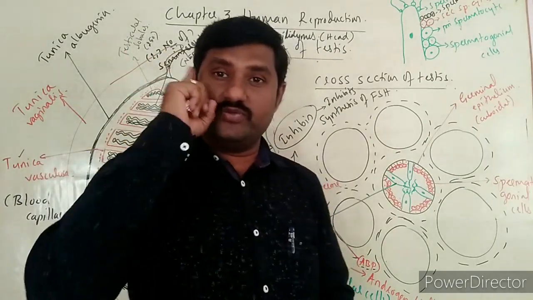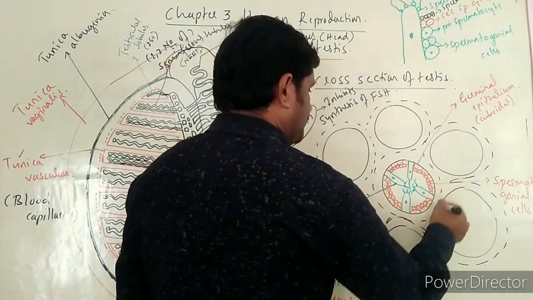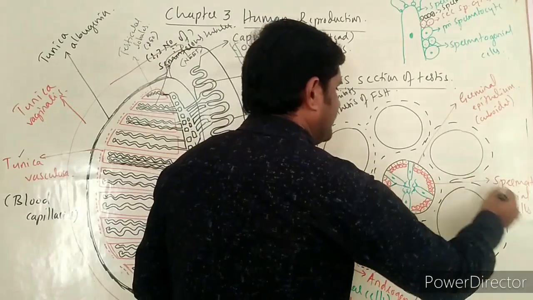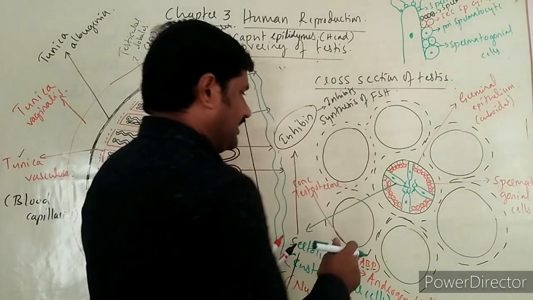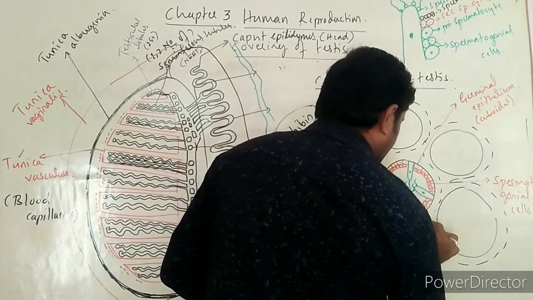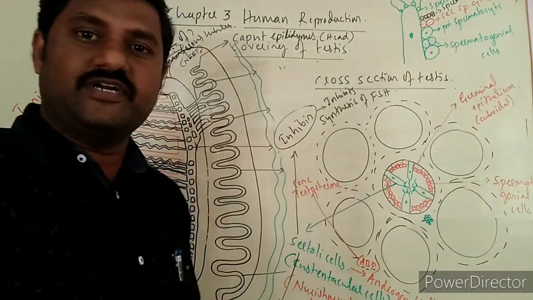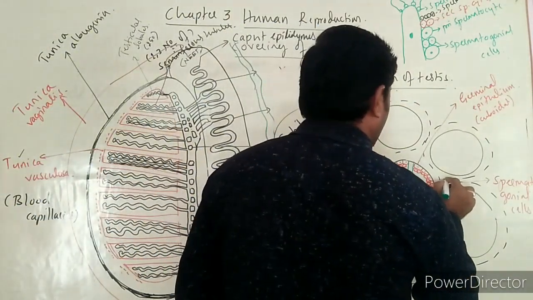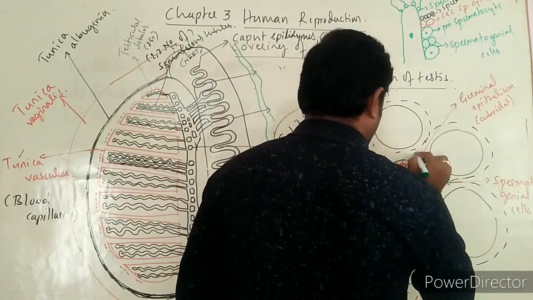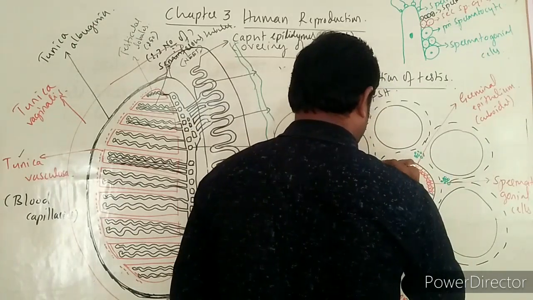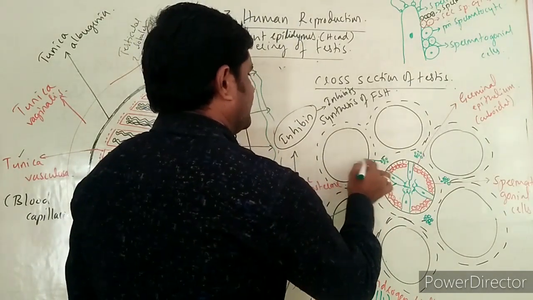And one more important point to be remembered over here is the interstitium, the tissue surrounding each seminiferous tubule, known as interstitial tissue. In the interstitial tissue there are certain specialized cells. These cells are called interstitial cells, and these are also known as Leydig cells.